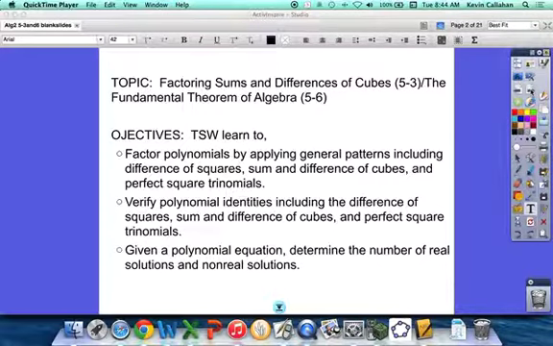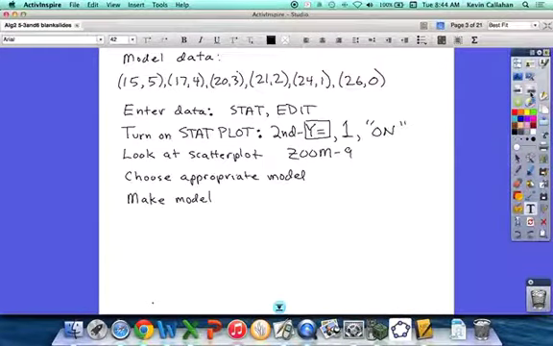Now, before we do that, let's refresh ourselves on this stuff. Let's do another. Use the calculator to enter data, look at the data, and then decide what kind of function it is, right? And then once we know, we're going to make an equation. So remember, you want to go stat, edit.